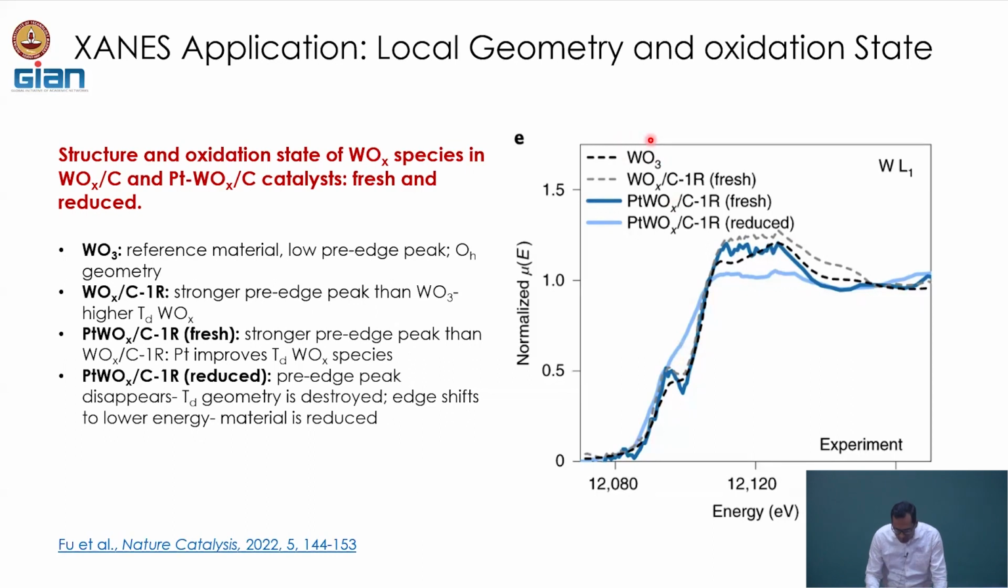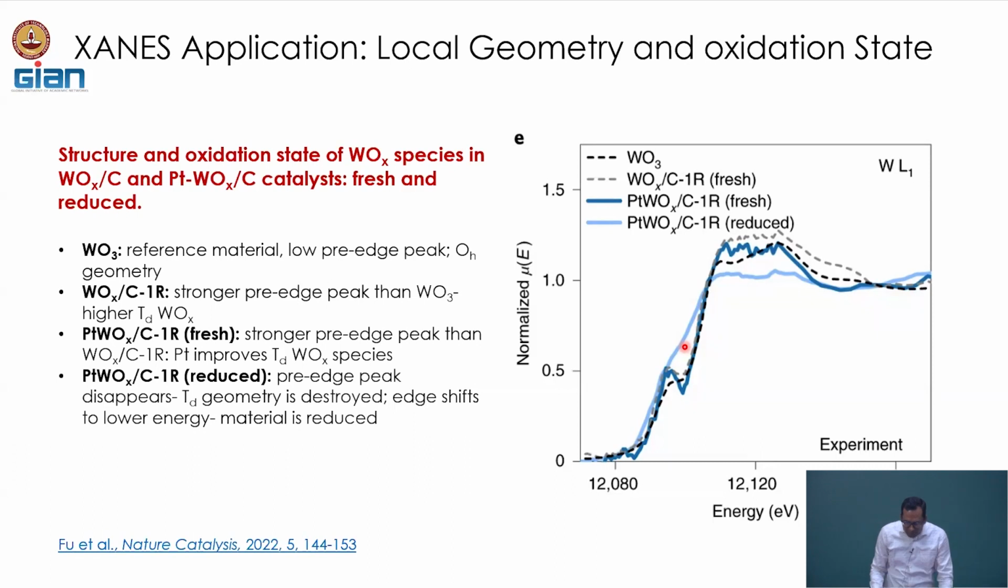But if we look at the tungsten oxide that is deposited on carbon, let's forget about this 1R. 1R means this is atomic layer deposition, that's one cycle. So WOx on carbon, which is the gray dotted line, we can see there is a pre-edge peak now appearing. That gives us some information. This tungsten oxide on carbon has a significant portion of tetrahedral WOx units, or WO4 units.